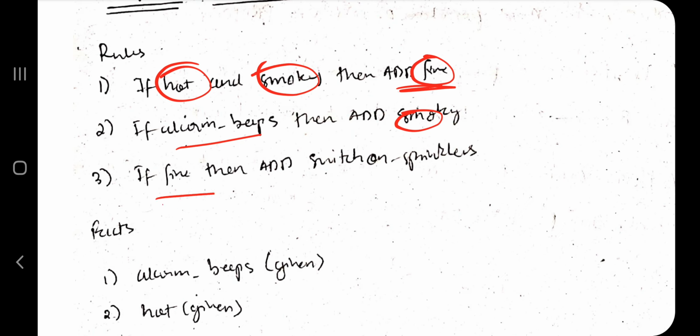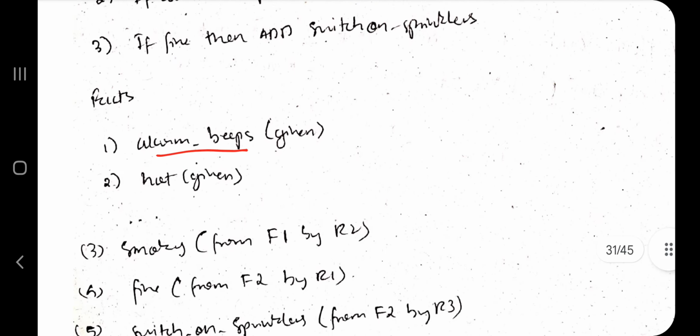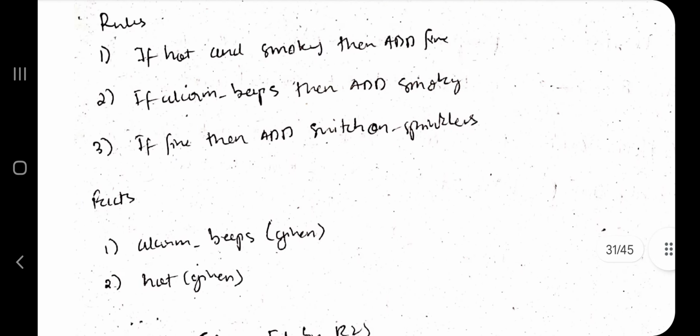If fire is there, then switch on sprinklers, means if fire is there, obviously we want to extinguish the fire, so we'll switch on what? Sprinklers. Now we have these rules, and the facts are given. Alarm beeps. If the alarm is beeping, what does that mean? We have to add smoky.